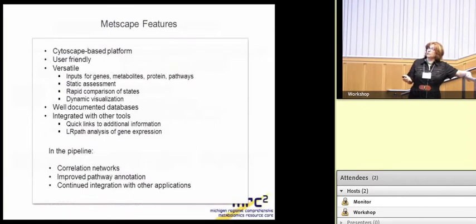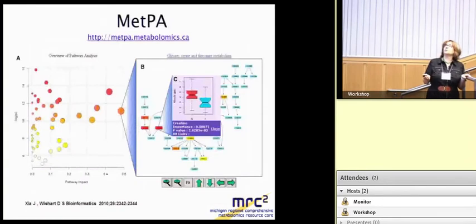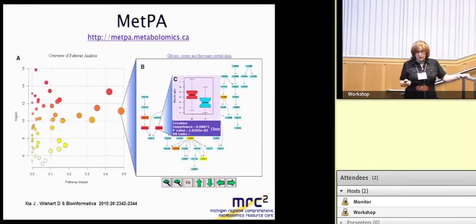To summarize, this is a tool where you can input genes, metabolites, proteins, and pathways. You can compare different groups and states, and it does some dynamic visualization, which I'll mention tomorrow. I will also talk tomorrow about future directions and what we're developing in this tool right now. But I would also like to talk to you about the tools developed by other groups for pathway analysis.